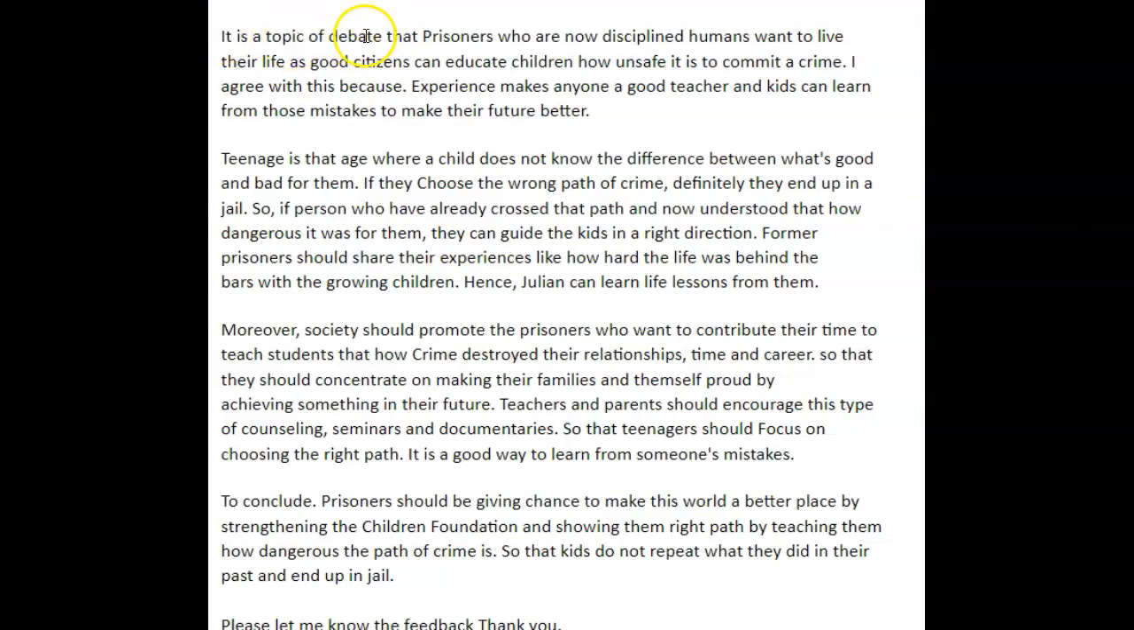It is a topic of debate whether prisoners who are now disciplined people and live their lives as good citizens can educate children about the dangers of committing a crime. So I still don't love it, but that's at least a better way to make it grammatically accurate. There are other ways, of course, to write the sentence. There are countless ways to write it.